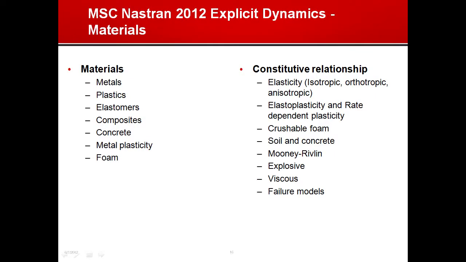Materials, we've touched on these briefly, but here's just a list of all kinds of metals, plastics, elastomers, equivalents, so several different types of constitutive relationships that could be used. But certainly the most popular are the elastic plastic, and in many cases that includes not only yielding, hardening, but strain rate effects as well.